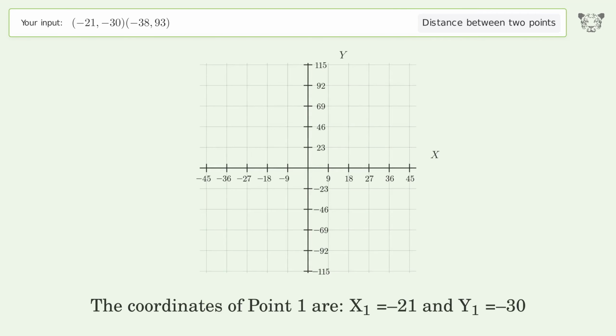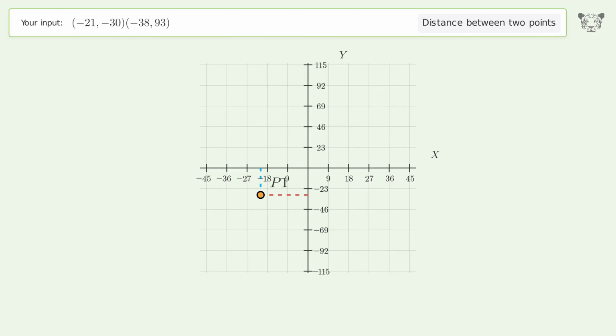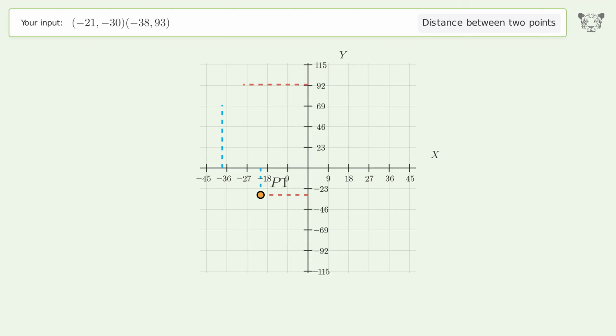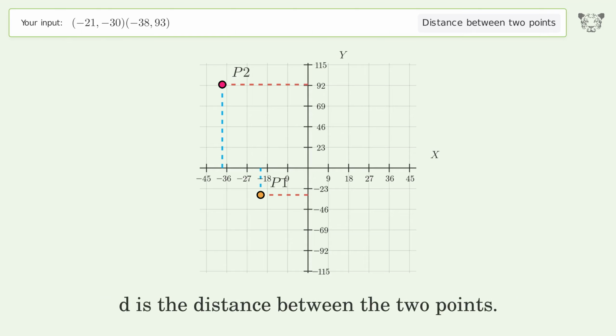The coordinates of point 1 are x1 equals -21 and y1 equals -30. The coordinates of point 2 are x2 equals -38 and y2 equals 93. D is the distance between the 2 points.